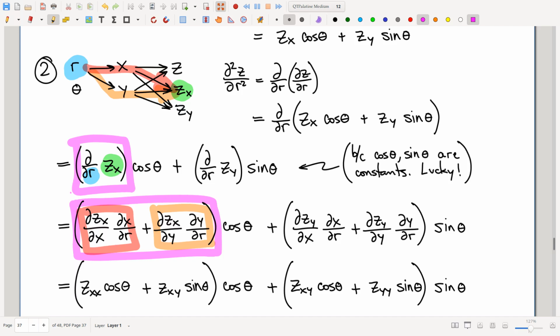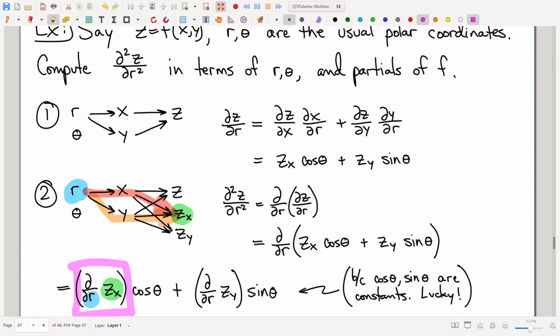I don't really understand, since it's saying to take the partials in terms of R and theta, why don't we have any arrows going from theta? Well, the question was to compute the second partial with respect to R. So I'm computing the R partial now of what I've already previously computed as the R partial. The "in terms of R and theta" kind of put me off. Oh, so the partial is with respect to just R. "In terms of" means your answer is going to involve the following variables. Okay.